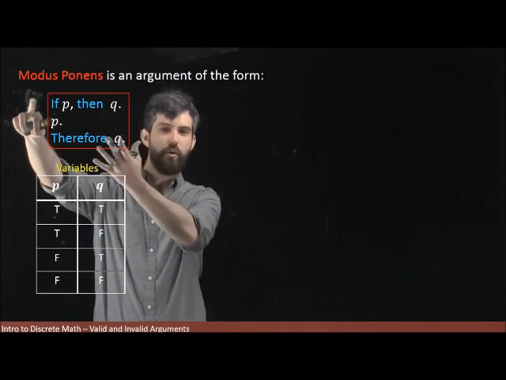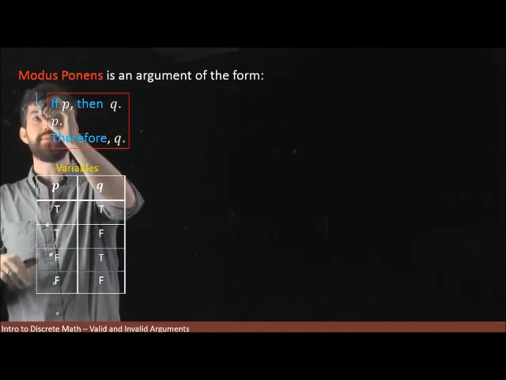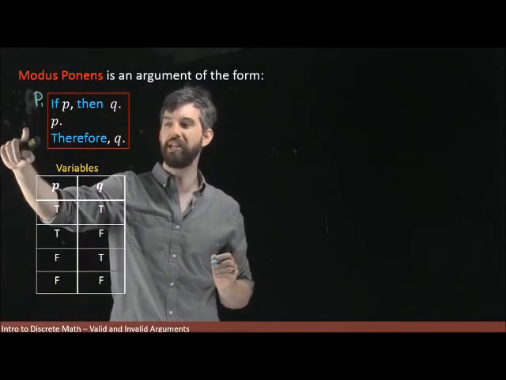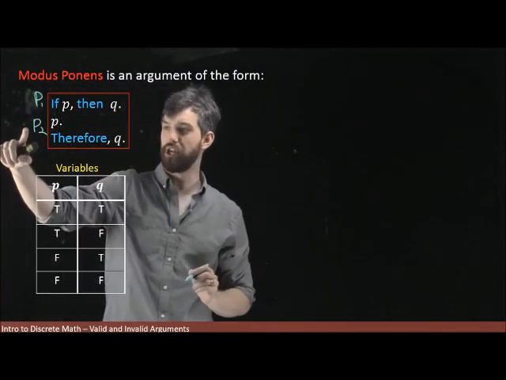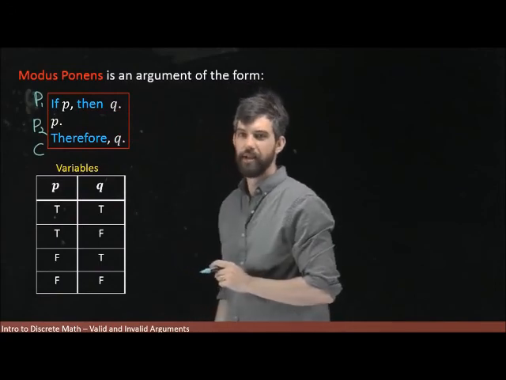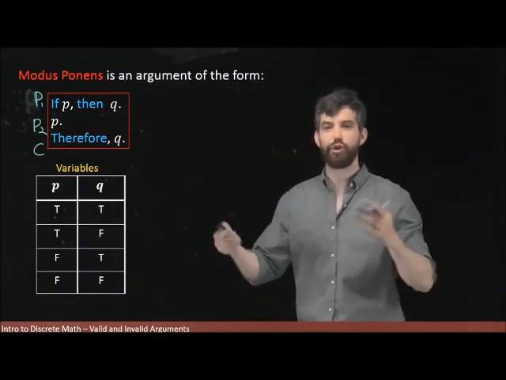So if I go and look at my argument, I've got these three different lines. The first of them I will sometimes call P1 for premise 1. The second of the two I will sometimes call P2 for premise 2. And the third of them I might call C for conclusion.